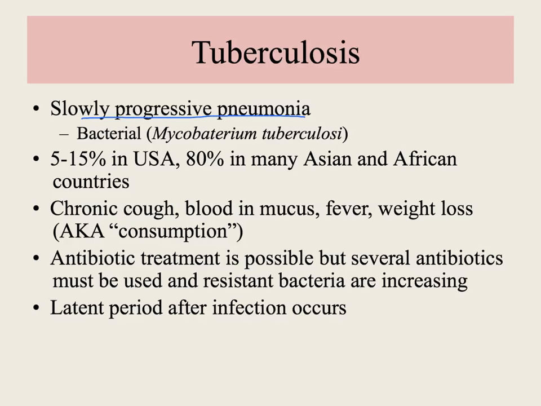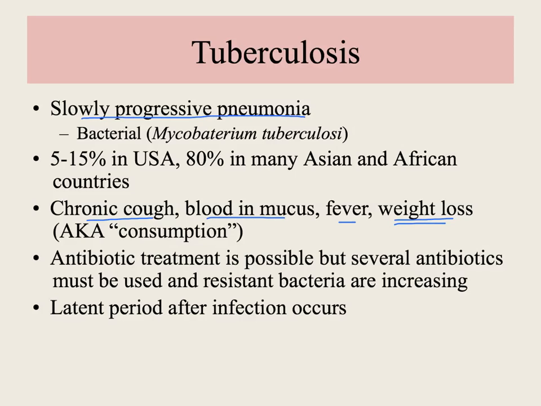And so the symptoms, not surprisingly, would be a chronic cough with some blood in the mucus that's coughed up, fever, and weight loss. Tuberculosis used to be called consumption. If you read any books that are set in the 1800s, you might hear about somebody dying of consumption, and they were dying of tuberculosis. You can treat it with antibiotics, but it's a difficult process.